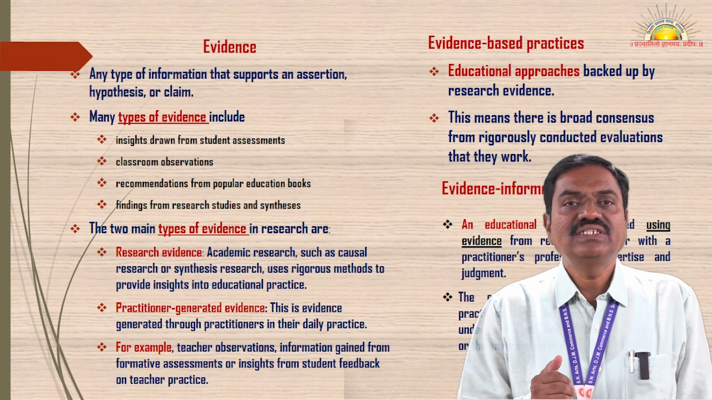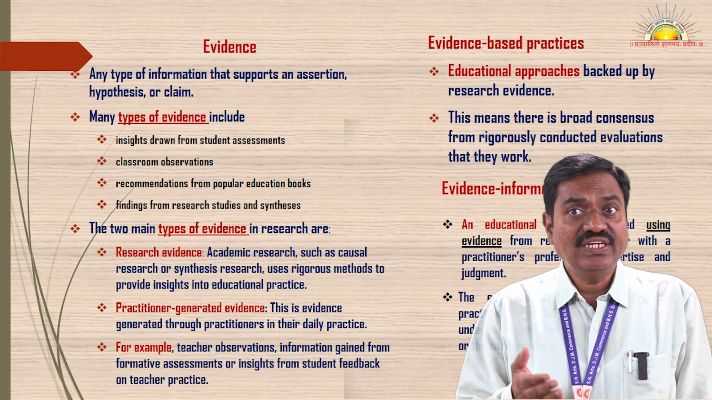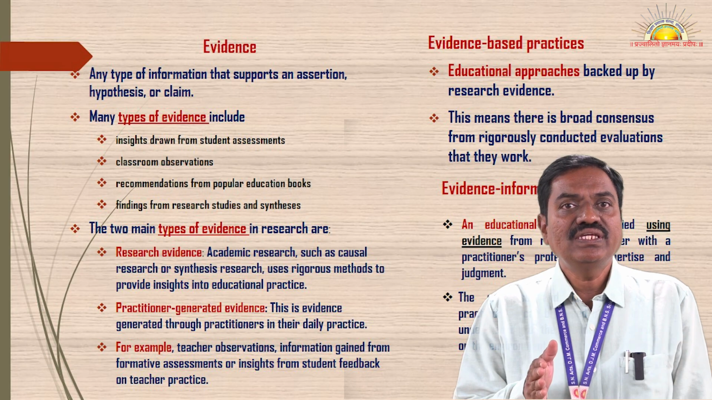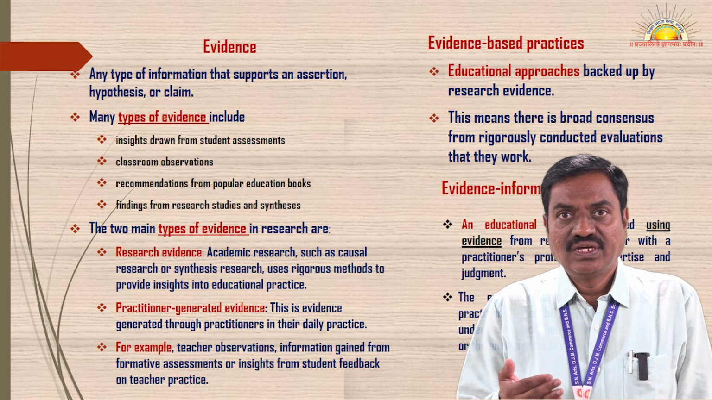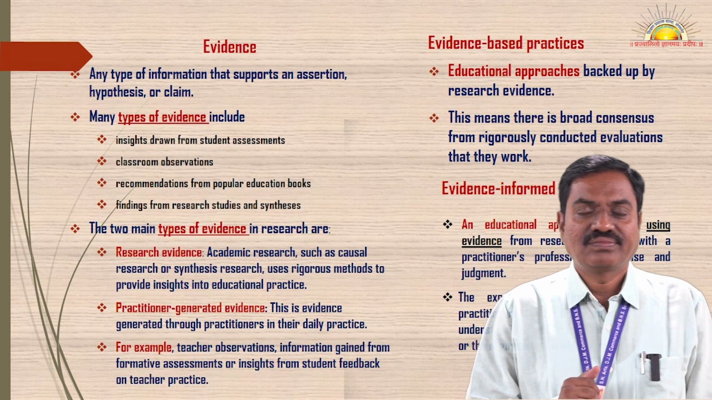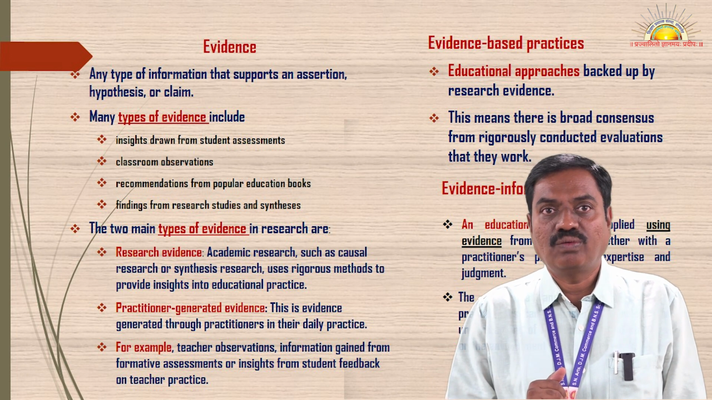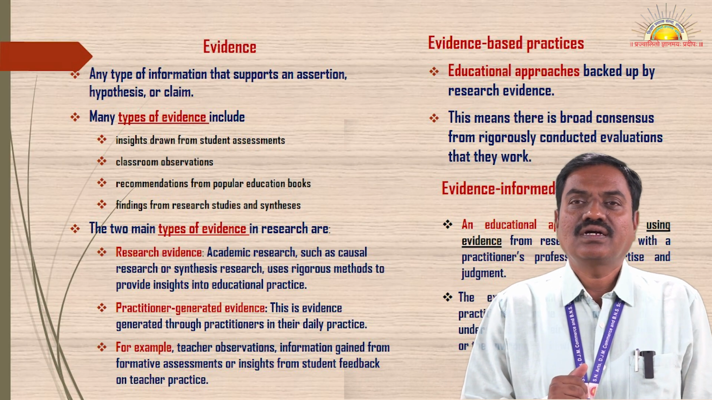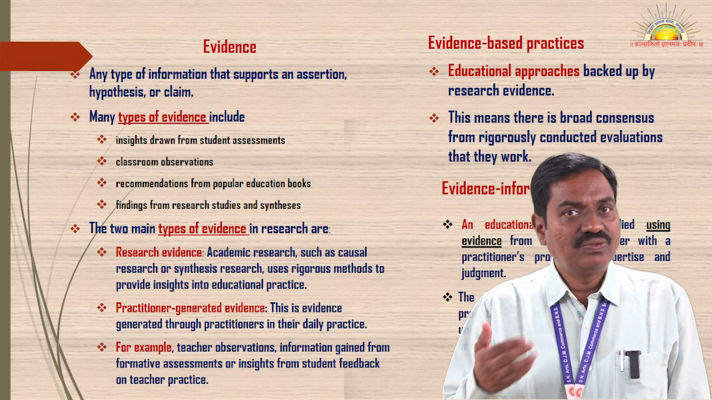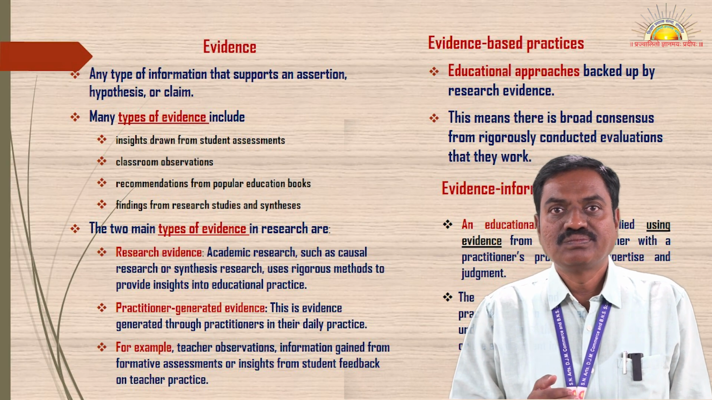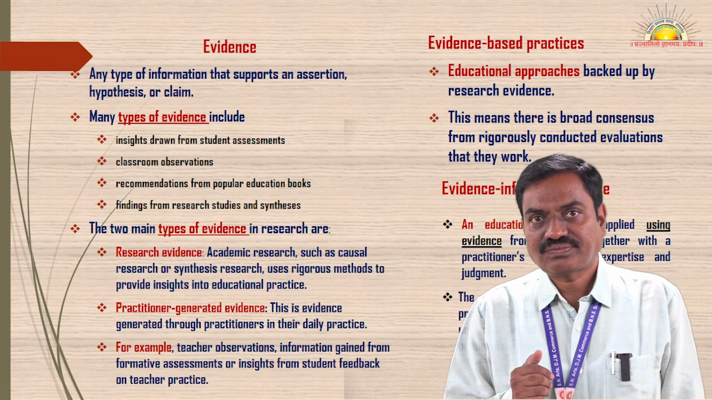The next term is evidence. Evidence in research is of any type. It can be any type of information that supports an assertion, hypothesis, or claim. Many types of evidence include insights drawn from student assessments, classroom observations, recommendations from different committees and commissions, and findings from research studies and synthesis.